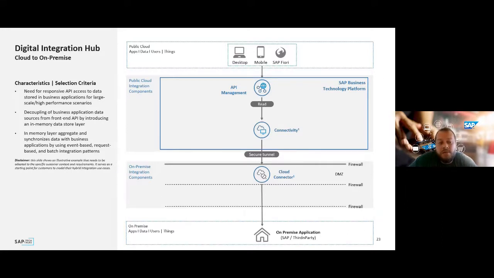So the main characteristics are that you need to have responsive API access. You need to have a real decoupling solution from the front end API, introducing an in-memory data layer. And also it's possible to work with a memory layer to aggregate and synchronize data with the business application. So it's always important to keep in mind that all those technologies can work together. For example, if you want to have the API management and an event stream working in parallel, it's completely possible.